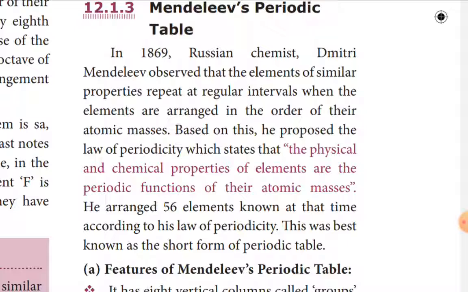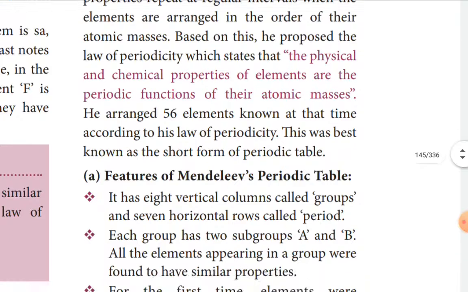And how many elements were known at the time of Mendeleev? There were 56 elements at the time of Mendeleev's periodic classification. Only 56 elements were known. So Mendeleev arranged 56 elements in the increasing order of atomic mass. So this is going to be a short form of the periodic table. Nowadays we have 118 elements. At that time, only 56 elements were known. So he prepared a short form of the periodic table.